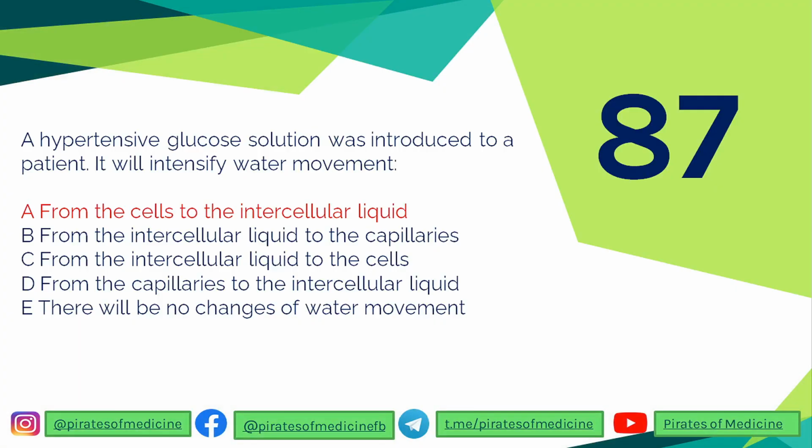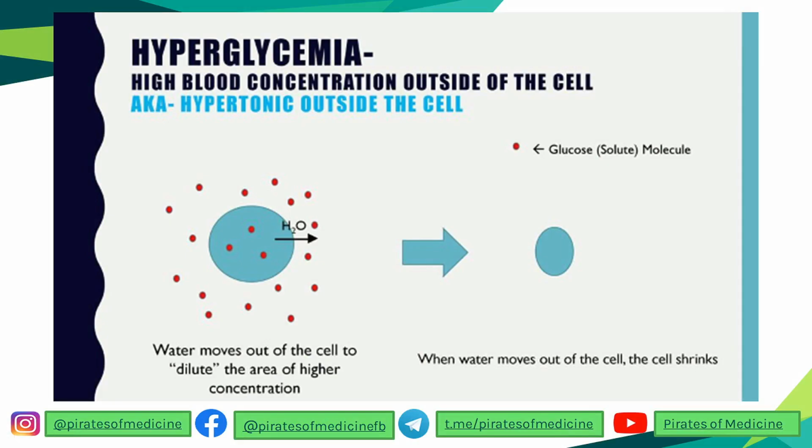87 is that a hypertonic glucose solution was introduced to a patient. It will intensify water movement in what direction? So basically glucose is a hyperosmolar compound, and hyperglycemia, which means an increased amount of glucose in the blood, will lead to a condition called cellular dehydration.